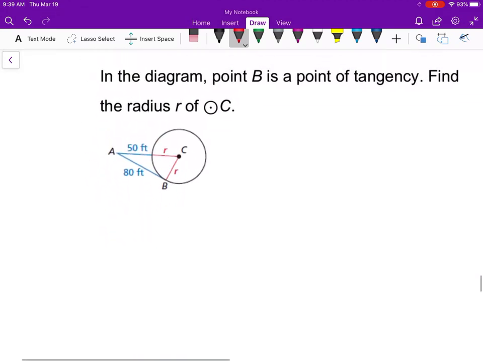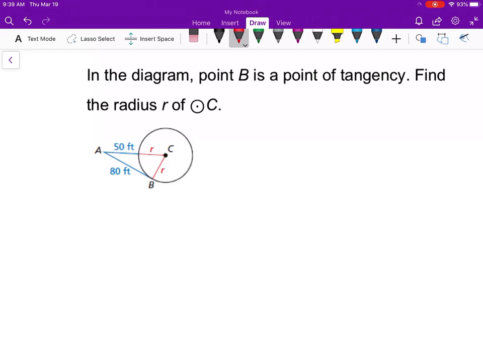There's some more of that. This allows you to figure out R. We can work this one together. Find the radius. So we're told that A to B is a point of tangent C. So we need to find this radius right here. So we got to set up our Pythagorean theorem. If we have 80 squared plus R squared, that has to equal 50 plus R, because that's going to be our hypotenuse, squared.